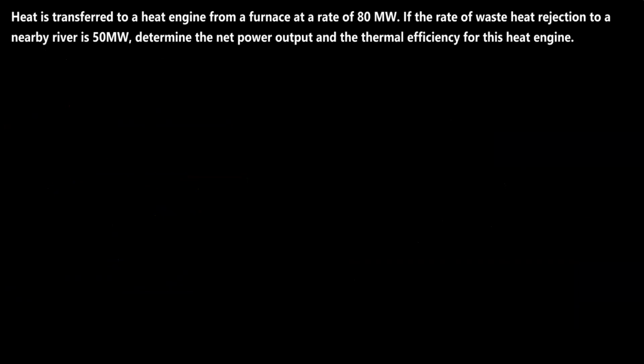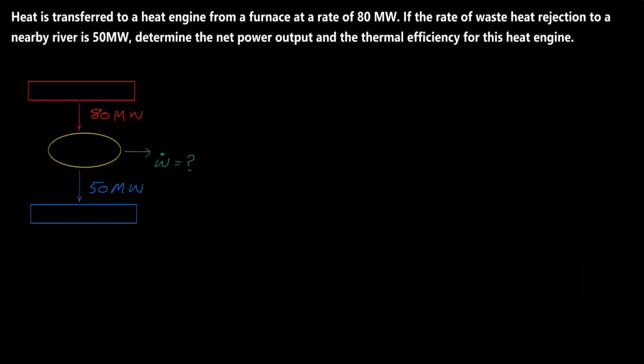Heat is transferred to a heat engine from a furnace at the rate of 80 megawatts. If the rate of waste heat rejection to a nearby river is 50 megawatts, determine the net power output and the thermal efficiency for this heat engine. So the rate at which heat is transferred from the high temperature source, Q̇H, equals 80 megawatts, and the rate at which heat is rejected to the low temperature sink, Q̇L, is equal to 50 megawatts.